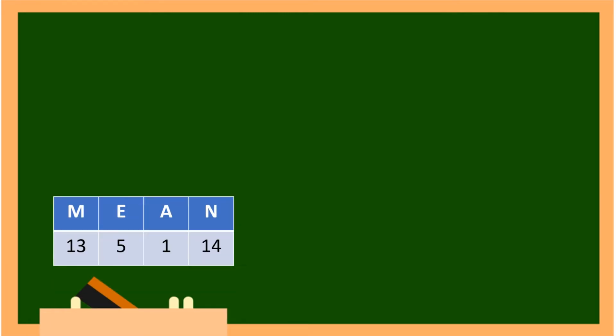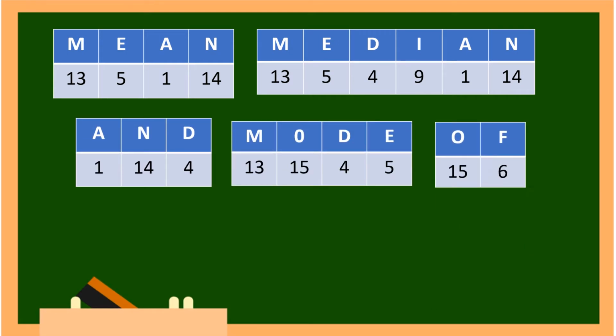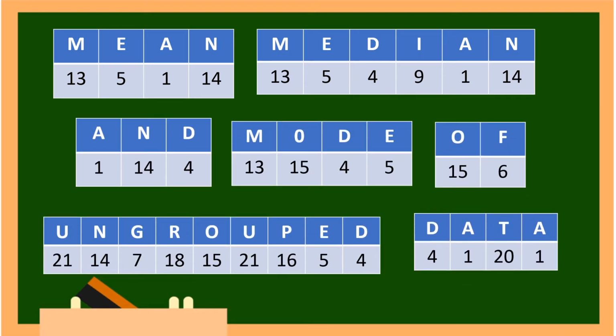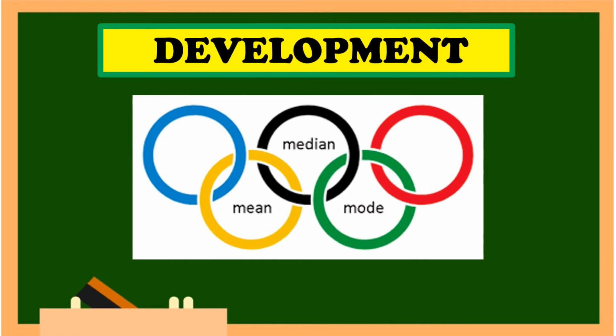We are now ready to write the answer. We have mean, median, and mode of ungrouped data. And this is our lesson for today, mean, median, and mode of ungrouped data. We are now ready to start the lesson. We have development, mean, median, and mode of ungrouped data.